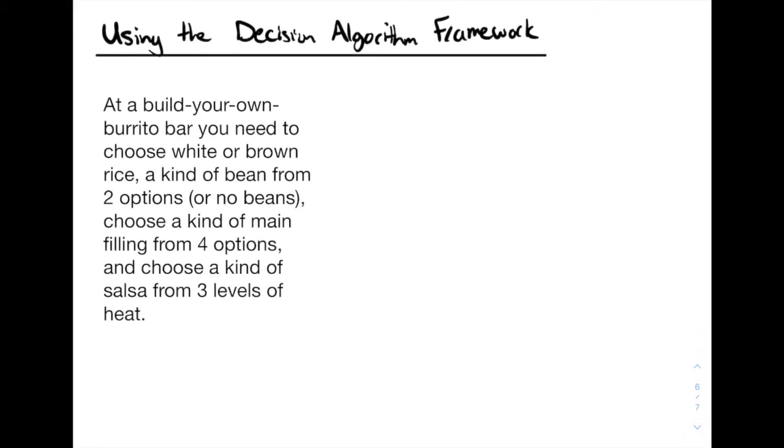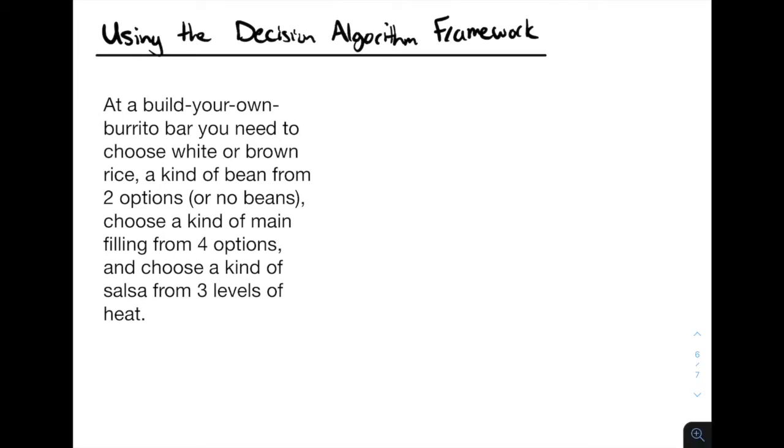Our first example involves us imagining us at a build-your-own-burrito bar. Here, to build your burrito, you need to choose white or brown rice, a kind of bean from two options, or choosing no beans, choosing a kind of main filling, of which there are 4 options, and lastly, to choose a kind of salsa from 3 levels of heat.